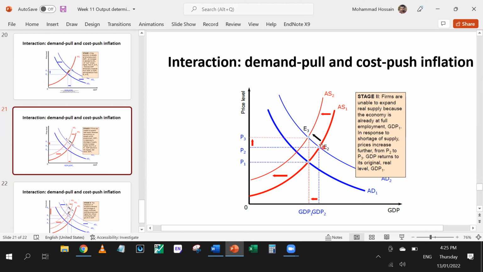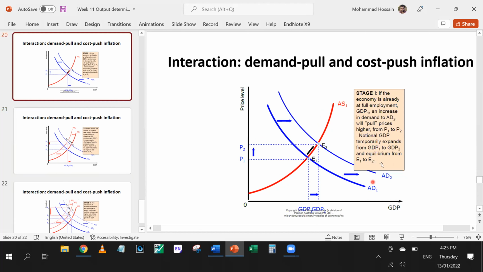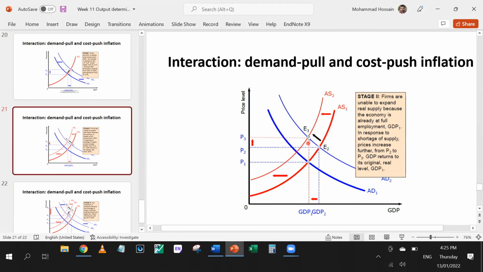So you can see supply has gone down. The price goes higher again, coming back to this point. And GDP returns to its original point of GDP1. So you can say it will be increasing only temporarily. If you go in here, it says it temporarily expands from GDP1 to GDP2. The temporary increment will be there, but it will again go back to its equilibrium at the same previous position, but at a higher price.